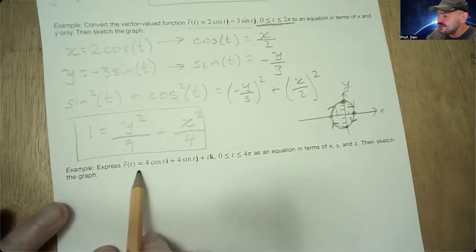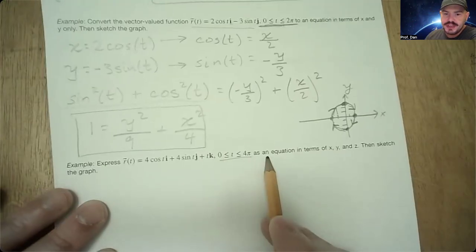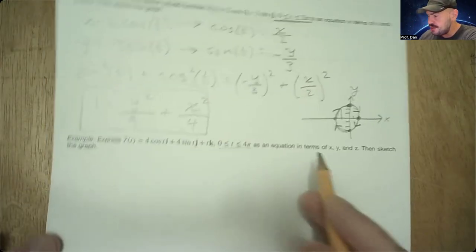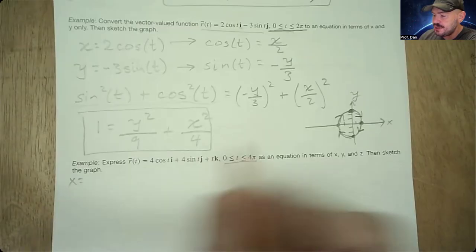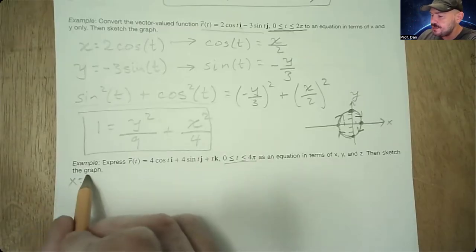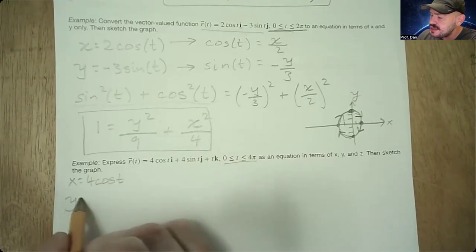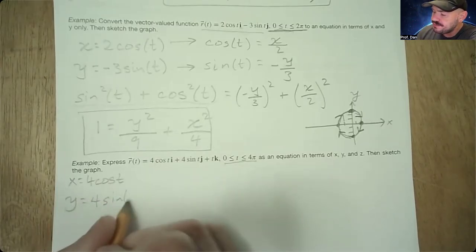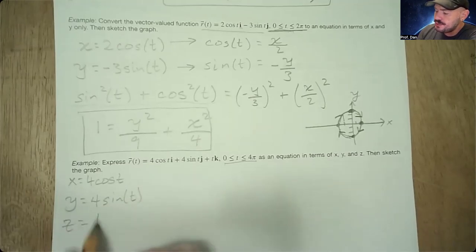Next example, we want to express this vector valued function with this restriction as an equation in terms of x, y, and z, and then sketch the graph. So again, we can start off with our parametric equations. We get x is equal to 4 cosine t. We get y is equal to 4 sine of t. And then we get z is equal to t.